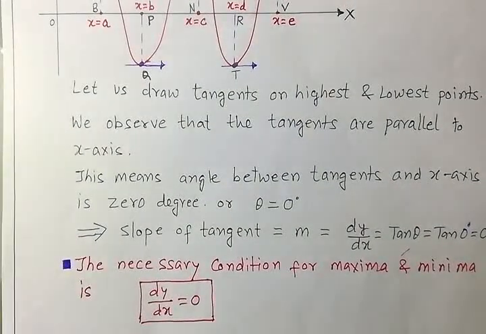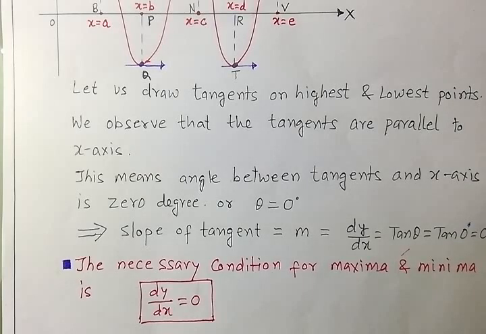So we can see that the necessary condition for maxima and minima is dy by dx is equal to 0. So what you have to remember, for any maxima or minima, dy by dx is equal to 0. This is the condition you have to remember.